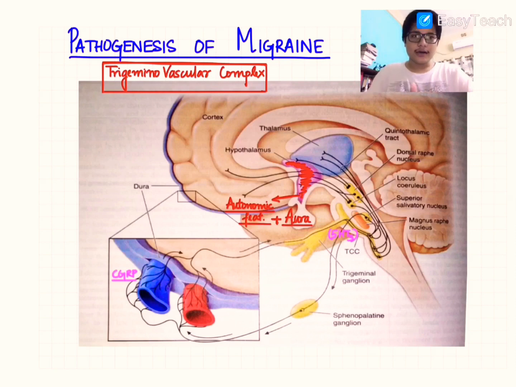Sorry, one thing I forgot to mention. After the release of this CGRP, this is when the meningeal blood vessels dilate, and there is meningeal edema, there is stretching of the dura. As you know, dura is one of the pain sensitive structures in our cranium. So this is stretching of the dura, and hence there is the onset of the pain. So stimulation of the hypothalamus is responsible for the aura, and CGRP mediated vasodilatation leading to meningeal edema is responsible for the headache. So that's the complete pathogenesis of migraine.